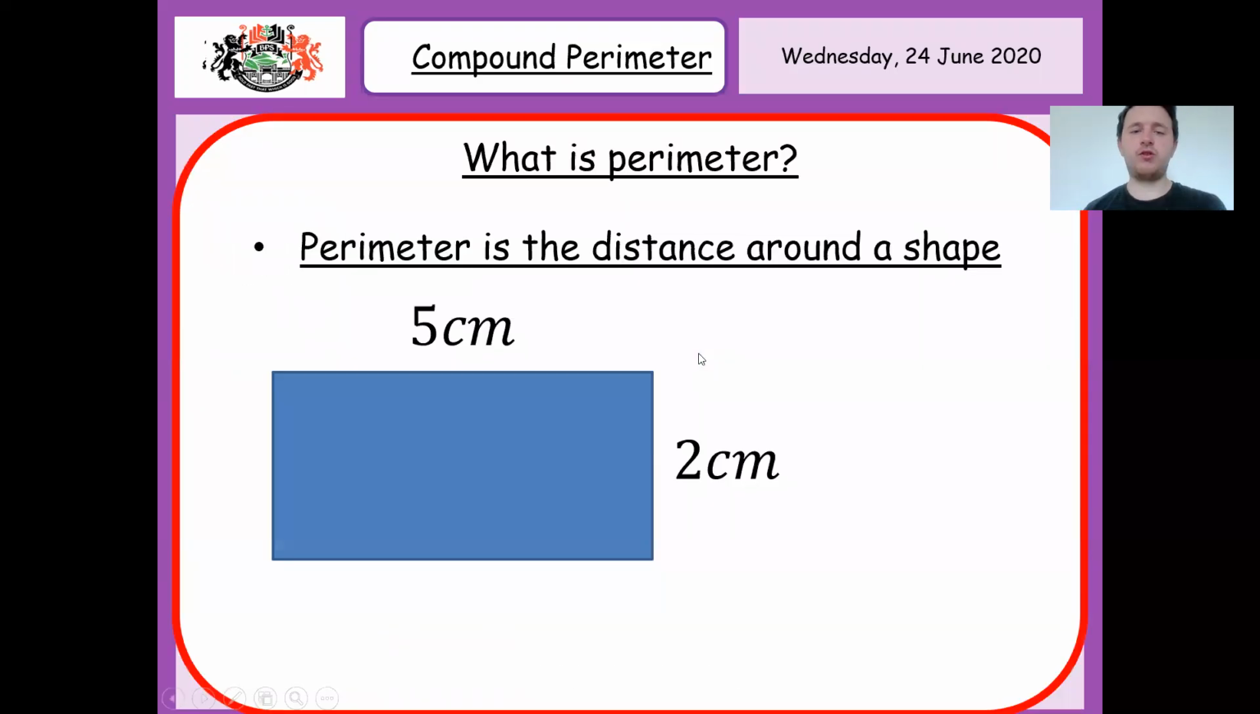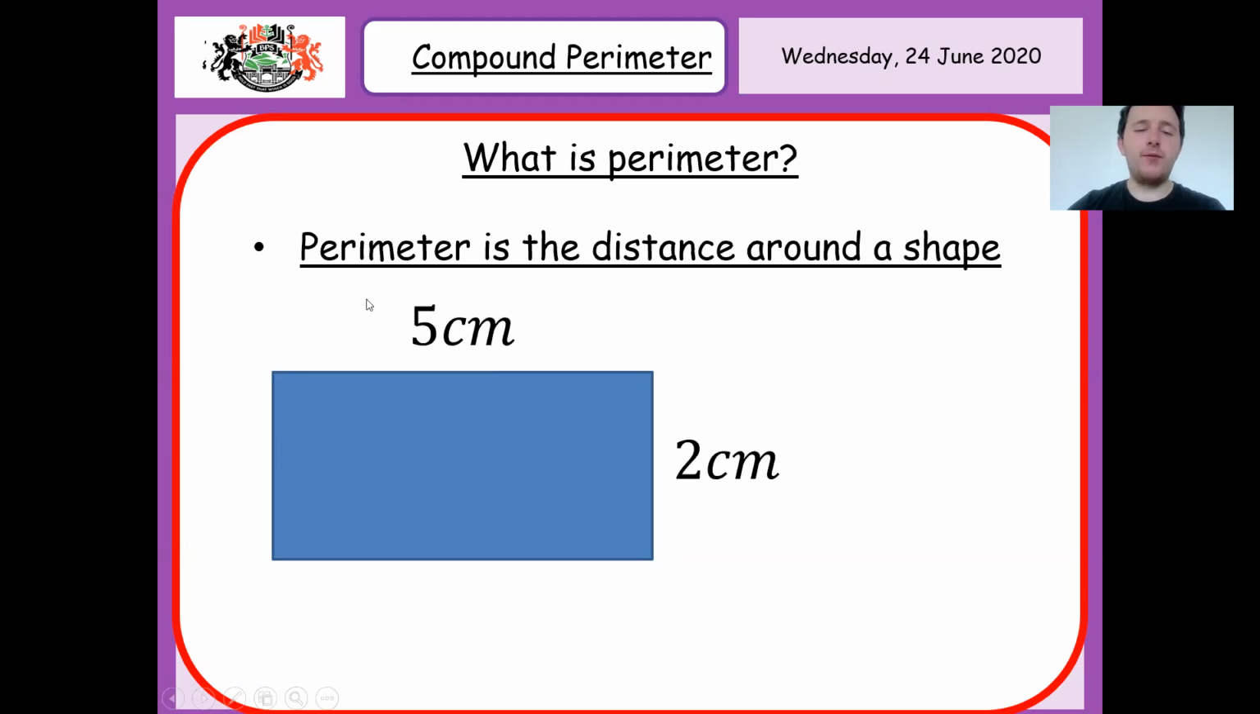Now, just to recap, we need to understand what we mean by perimeter. On the last session with area, we know area is the space inside. So it's the blue bit inside this rectangle. But for perimeter, we're given the same information, these two lengths, but we need to work out something entirely different. When you see the word perimeter in an exam, you need to know that perimeter is the distance around a shape. What we mean by this is the perimeter of this rectangle is all of the lengths on the outside added together.